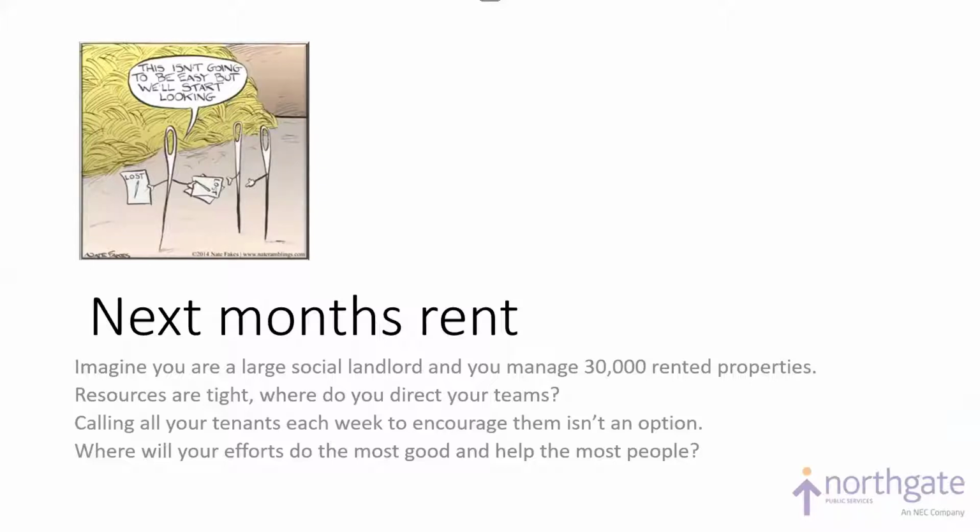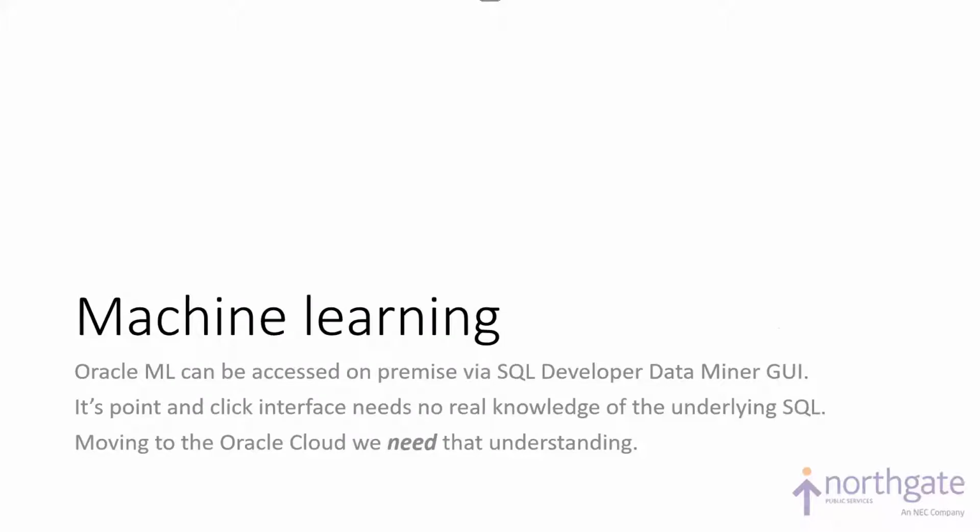So if you imagine you're looking after 30,000 properties, and you haven't got a lot of money to run your teams, you need to find the tenants that are going to be struggling in the coming months. And you need to find them in amongst those 30,000. We can't afford to phone every single one of them. So how are we going to find the people who in 5 weeks' time are going to start getting into trouble? Well, machine learning, of course.